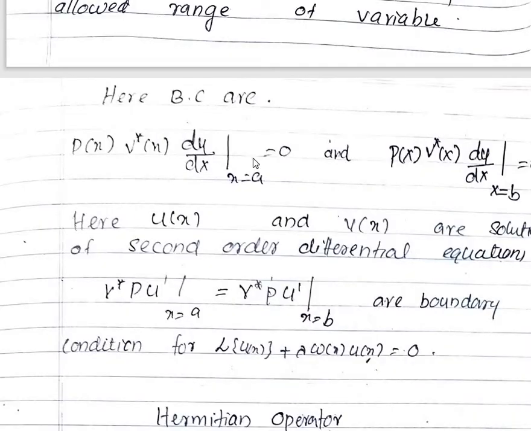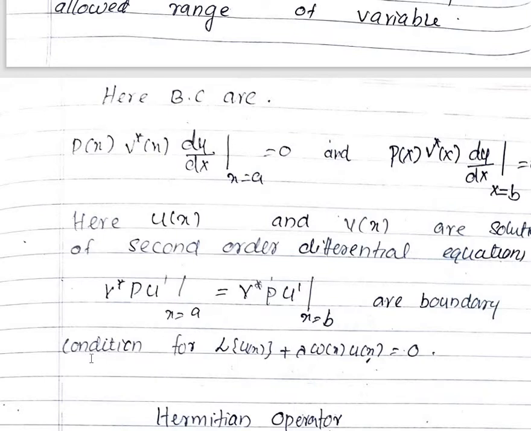Here the boundary conditions are p(x) v star(x) du/dx at x equal to a is equal to 0, and p(x) v star(x) du/dx at x equal to b is equal to 0. Here u(x) and v(x) are solutions of second order differential equations. This can be written as v star p u dash at x equal to a should be equal to v star p u dash at x equal to b. These are the boundary conditions of the solution of second order differential equations.